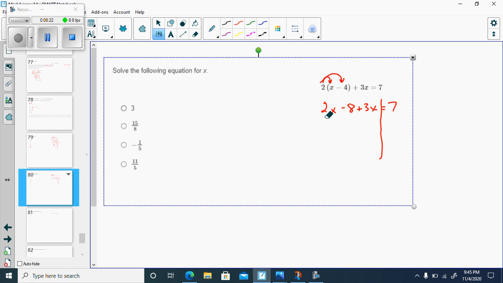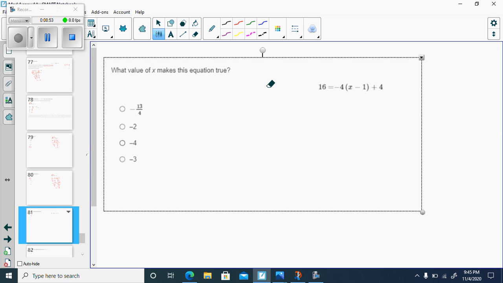We still have some combining like terms we can do, right? 2x plus 3x is 5x minus 8 equals 7. Okay, I'm going to add 8 to both sides. 5x is equal to 15. Let's divide both sides by 5. And x is equal to 3. Okay? The solution is 3.